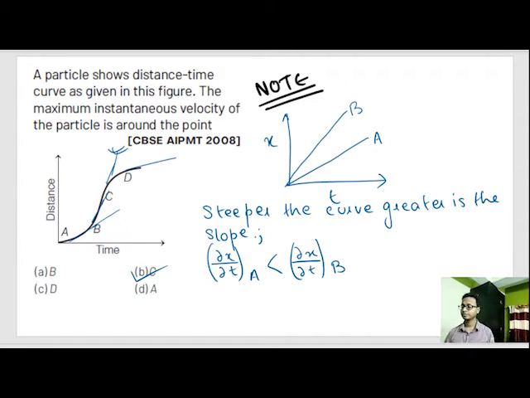Because velocity is nothing but dx by dt, and the question is asking when this v will be maximum. This v will be maximum when this dx by dt is the steepest, because this is a displacement time graph. So let's look at the next question.